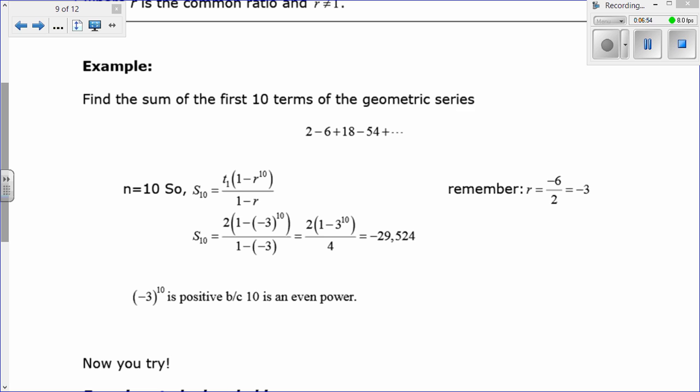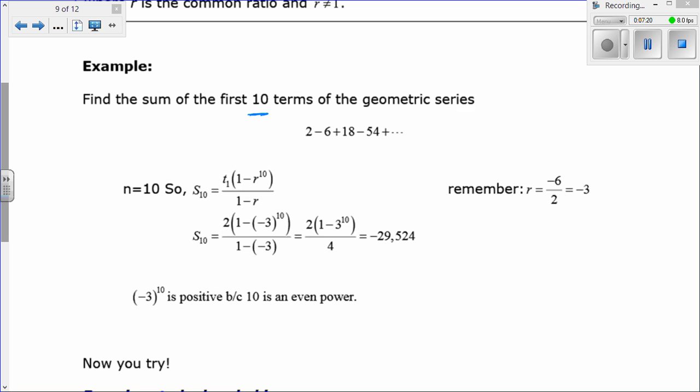On the bottom left of this page, I would like you to draw a triangle. Okay, moving on with the example. Find the sum of the first 10 terms of the geometric series 2, negative 6, plus 18, minus 54, plus, and it keeps on going.